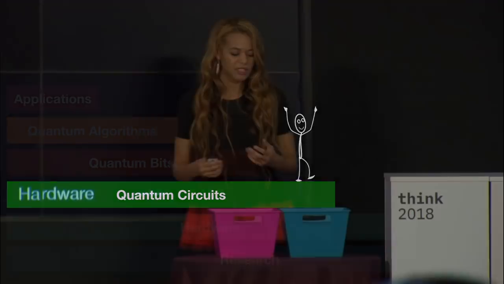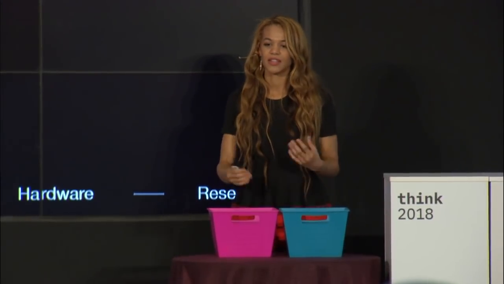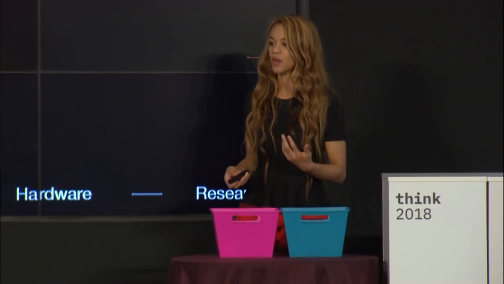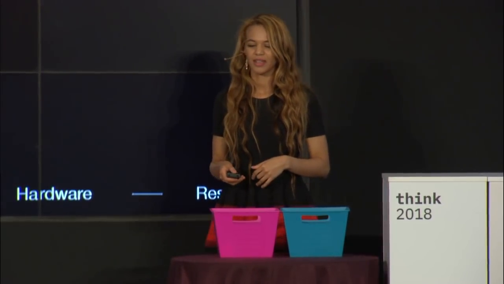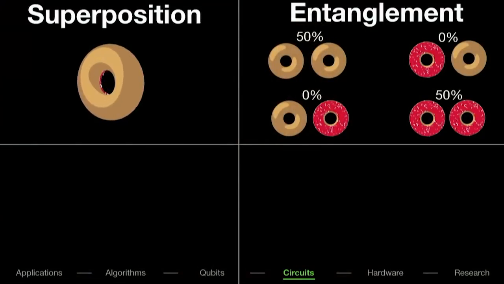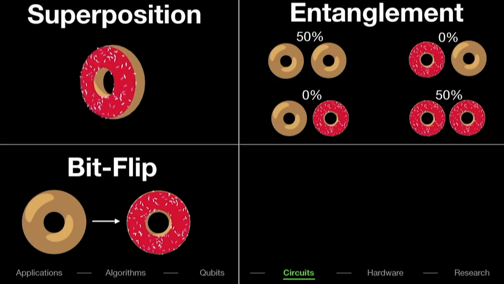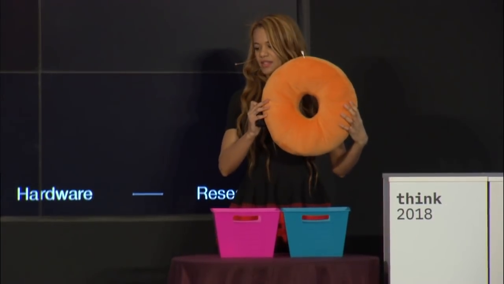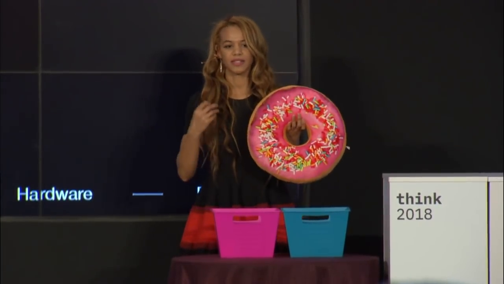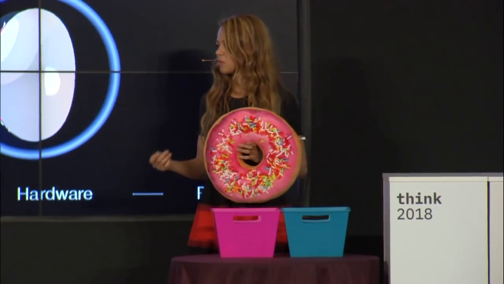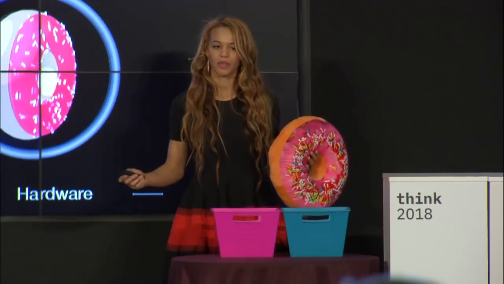So in order to build a quantum circuit, let's understand the different things that we can do to our quantum bit. The first thing we can do is make it go into superposition. We can also entangle 2 quantum bits together. We can also do something called a bit flip. This basically says, if I have a donut that's frosted, then I can flip it to the other side. So 1 goes to 0, and 0 goes to 1. And we can also do a measurement, which forces it to stop spinning.